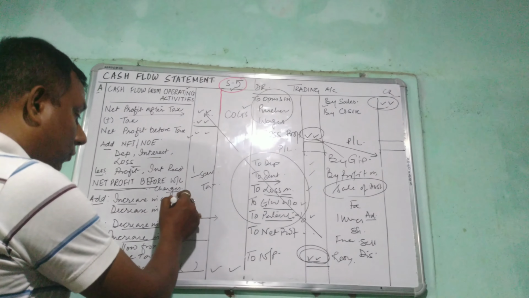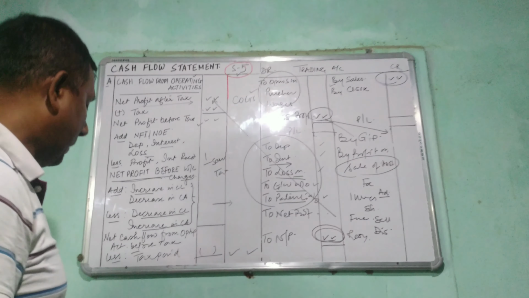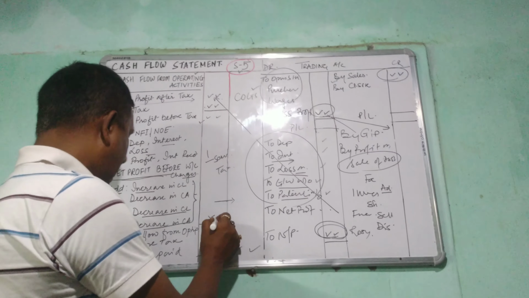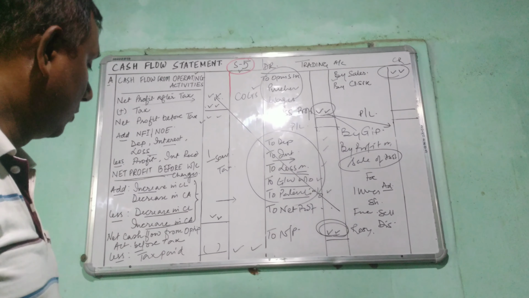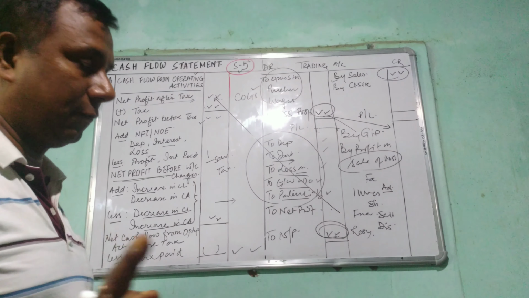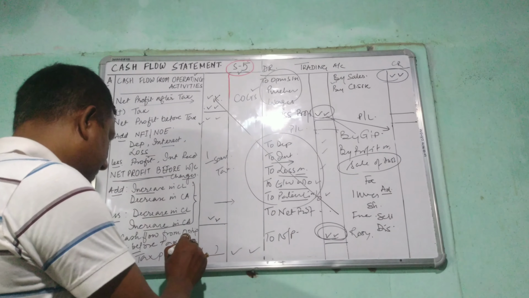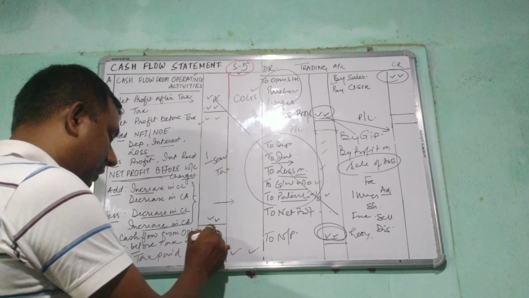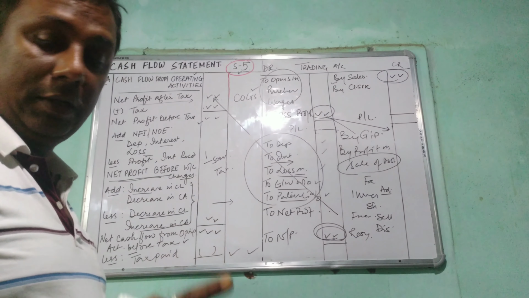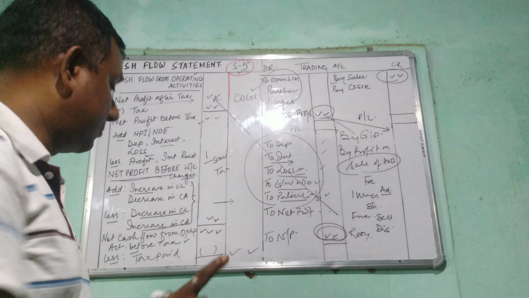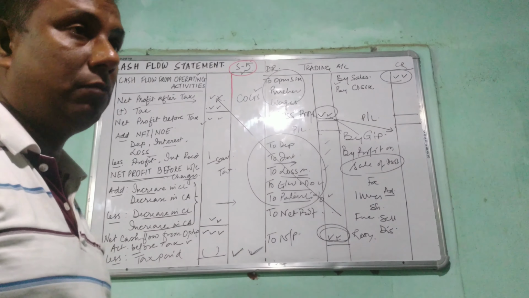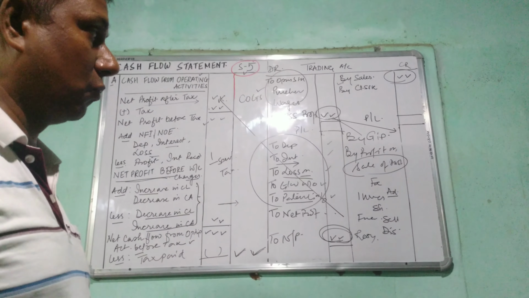In this way we are going to make out the clear format. Then after that we put it over here. After that we will get net cash flow from the operating activities before tax. So we will get an amount over here. Now after that, whatever tax is paid, we put the tax paid, and here we get the net cash flow from operating activities.